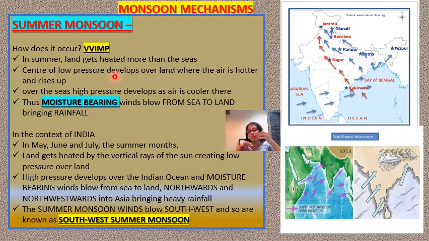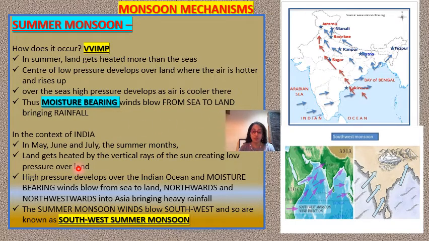Now winds blow from the sea towards the land. They are moisture bearing. When the winds flow over water, they pick up moisture, they pick up water vapor, and they come. Moisture bearing winds blow from sea to land bringing rainfall. So if you see, this is India. This is the southwest monsoon. In the summer, it's very hot on the land, coastal areas, so the air rises up and the air from here blows in along with moisture. Now there is this Western Ghats here. They'll hit it and give rain there. So let's keep studying.